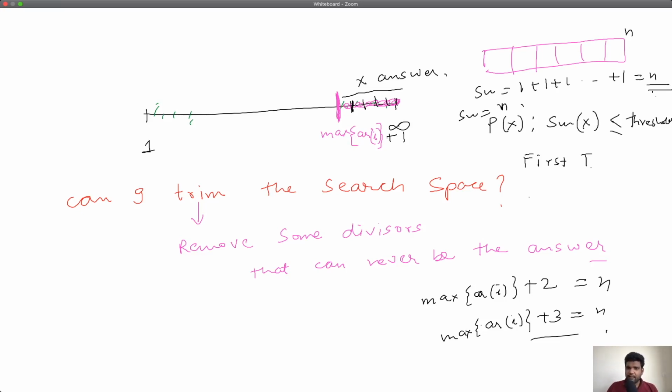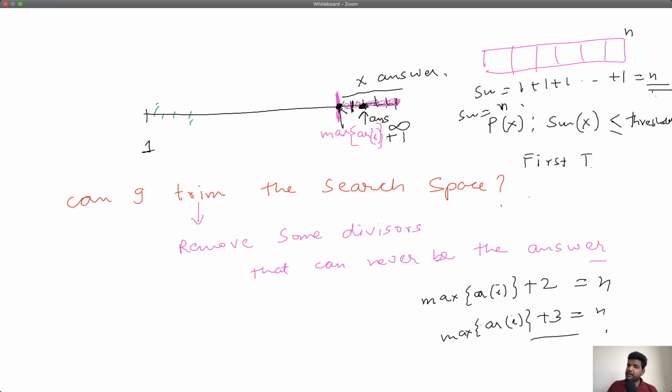Why is that? Because you are looking for the smallest divisor. So if any such divisor is your answer, let's say for the sake of contradiction, then this is also your answer.